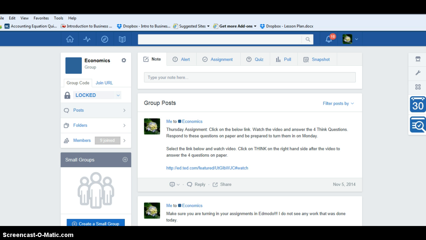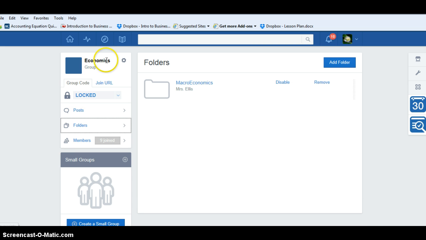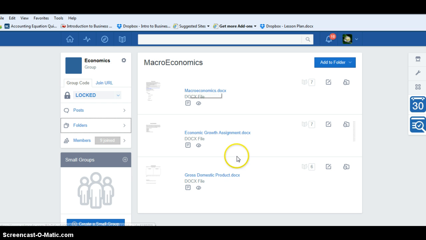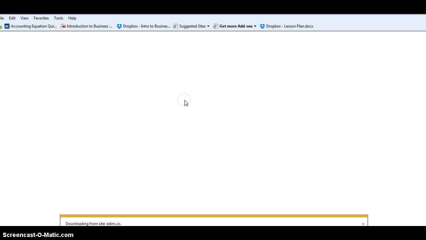Remember, for your assignments this week, you should be on Edmodo. Within the folders within our economics class, you should be selecting macroeconomics. There were 3 assignments that I posted into this macroeconomics folder. The first one was your notes for this unit.